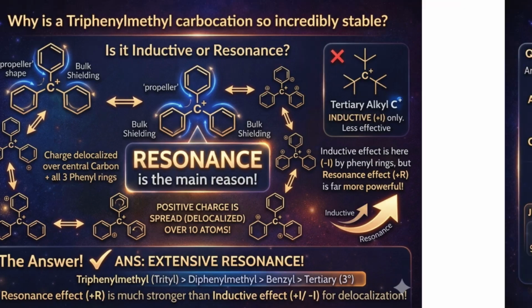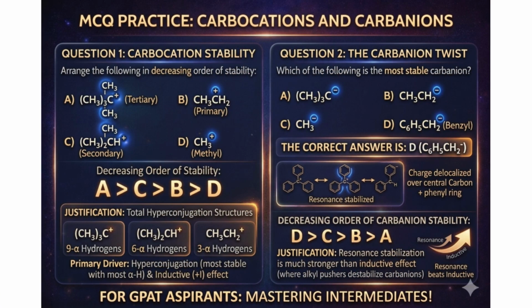Let's test your knowledge with 2 essential practice questions on intermediate stability. Question 1. Carbocation stability. Your task is to arrange the following in decreasing order of stability. Option A, tertiary carbocation. Option B, primary carbocation. Option C, secondary carbocation. And option D, methyl carbocation. Think about the hungry carbon rule. The correct answer is A is greater than C, which is greater than B, which is greater than D.